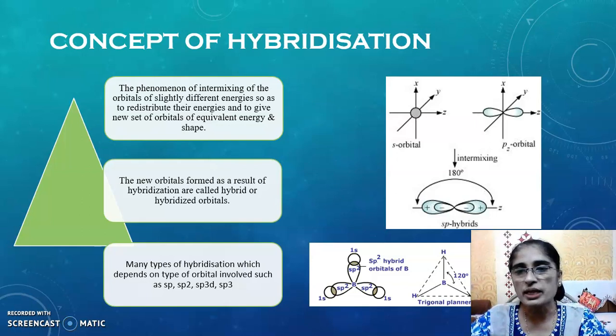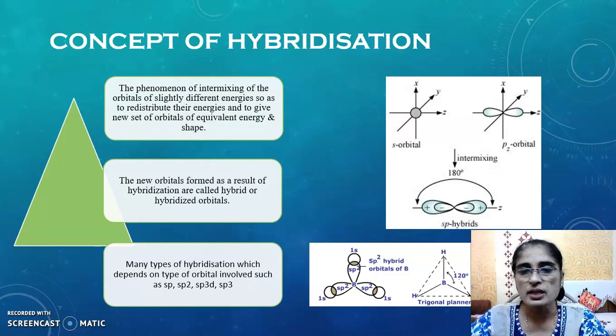Different types of hybridizations are possible. A few examples are sp, sp2, sp3d, sp3, sp3d2, etc. Now, how does hybridization take place? First example: one s orbital overlaps with one p orbital, and it results in the formation of sp hybrid orbitals.